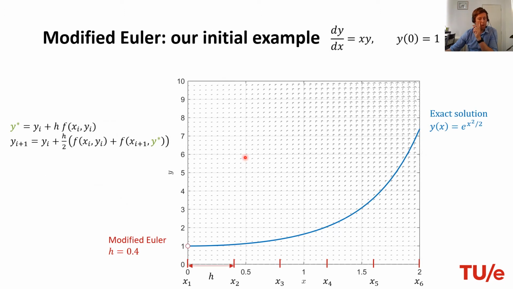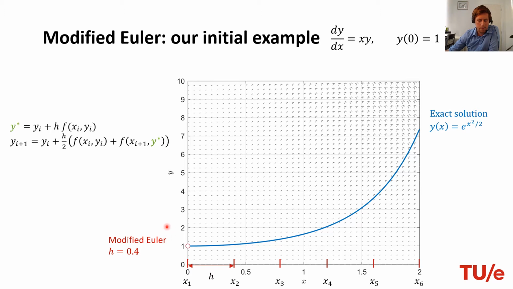Now let's look at an example where this really comes to life. So we are revisiting our initial example over here. So the initial value problem, where we have that the derivative of y is equal to x times y, and we have the initial condition that y at 0 should be 1. We already mentioned that the exact solution has the following form. So that's y of x is e to the power x squared over 2. And we looked at how explicit and implicit Euler behaved for this kind of initial value problem. Now let's take a look at how modified Euler does.